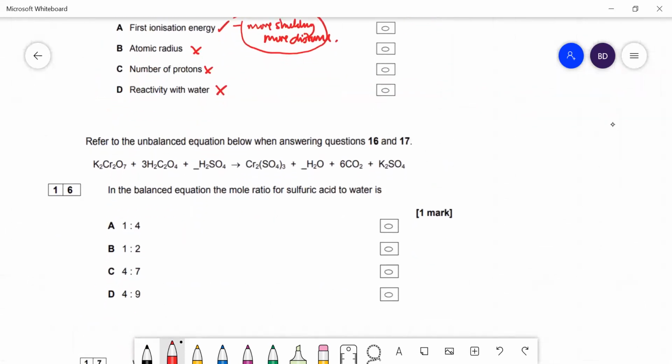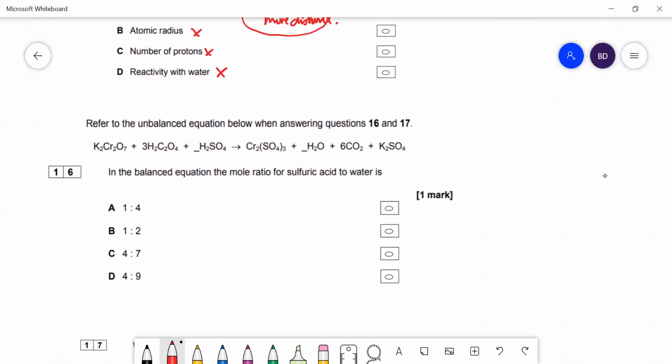Right, we've got this rather complicated looking equation and balancing it. Now, if you're in year 12, that's probably very unfamiliar. If you're in year 13, it's probably pretty familiar. But anyway, let's pretend we haven't seen it. In the balanced equation, we need the mole ratio for sulfuric acid to water. So we need to fill in these numbers here.